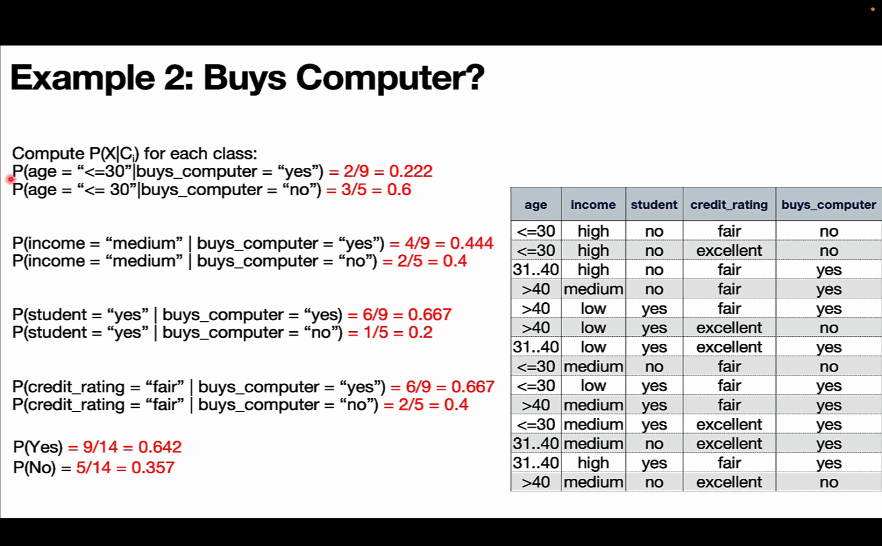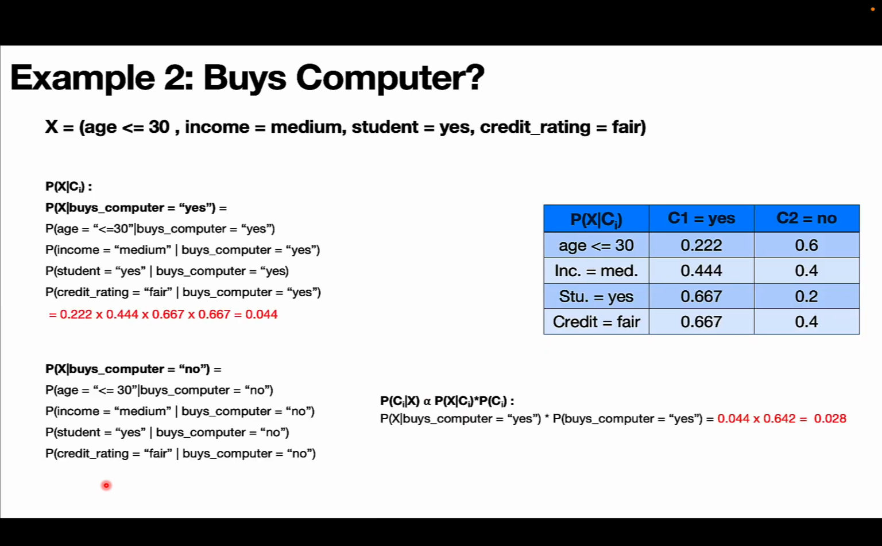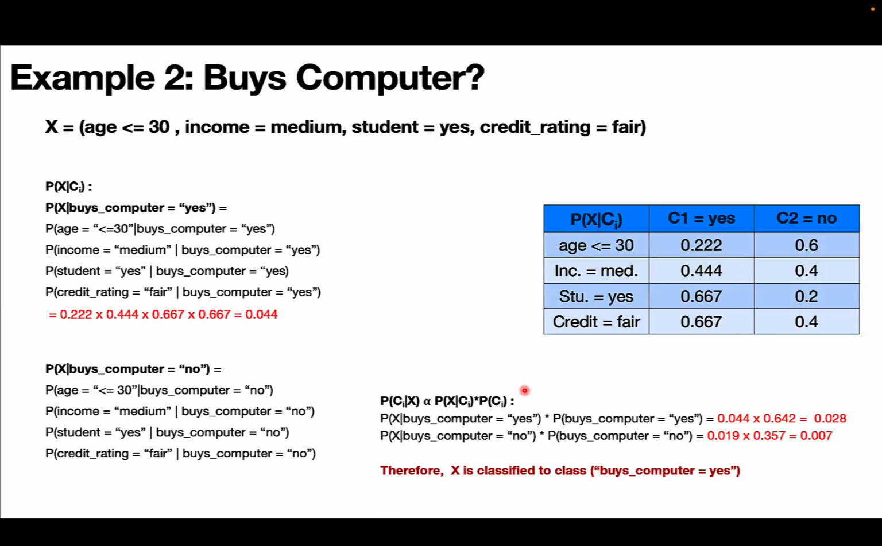So we compute the probability of age less than or equal to 30 for yes, and then we compute it for no. Similarly, income, student status, and credit rating, and the prior probabilities, we plug them inside the formula, and we end up with 0.028 for buying computer yes and 0.007 for no, which means this example is going to be classified as a yes.